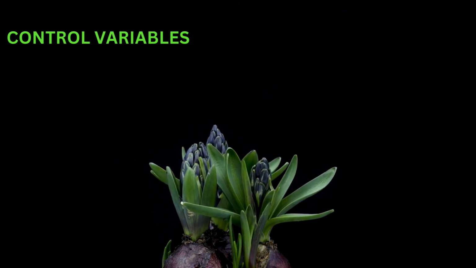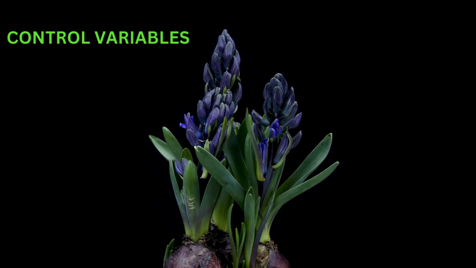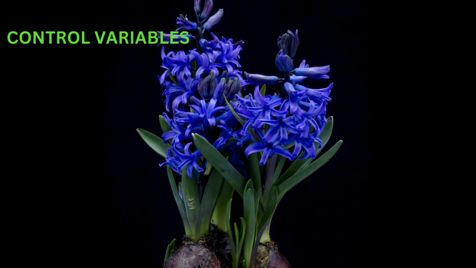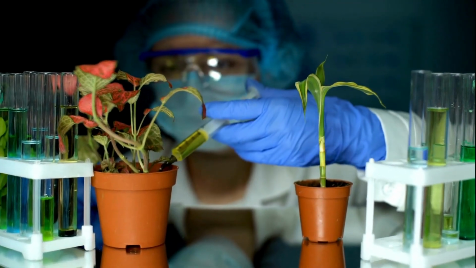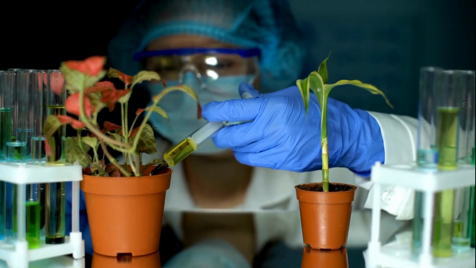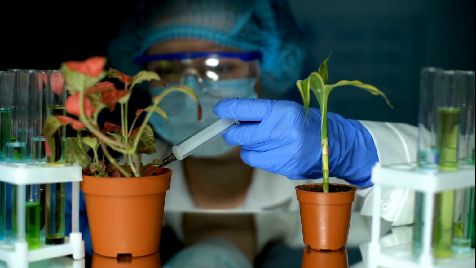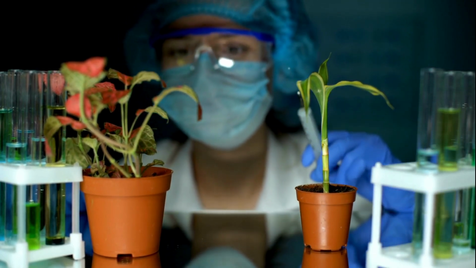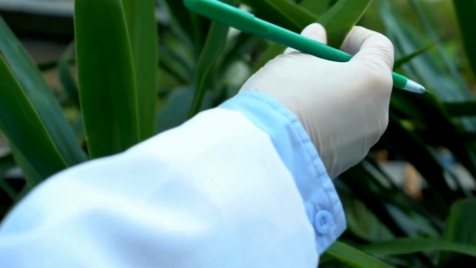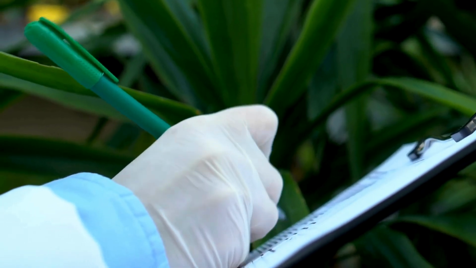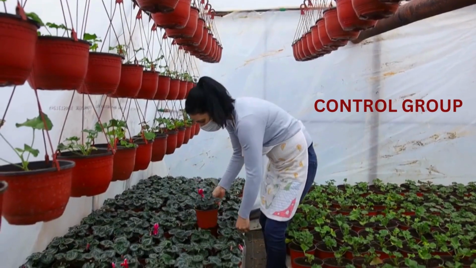Controlled variables, constants. Factors that are intentionally kept constant or unchanged throughout the experiment. By controlling these variables, researchers ensure that changes in the dependent variable can be attributed to the manipulation of the independent variable. Example: in the plant growth experiment, factors such as sunlight, temperature, and soil type may be kept constant to isolate the impact of the fertilizer.